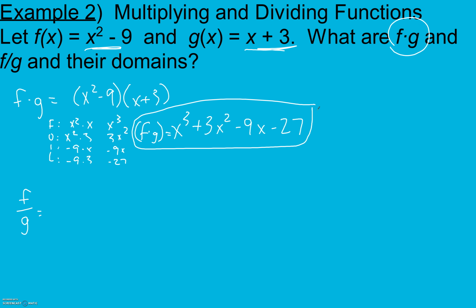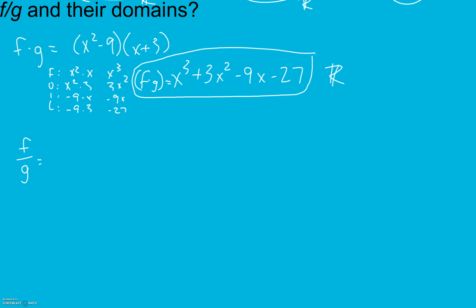My domain, here there's nothing I can't plug in, and there's nothing I can't plug in. Again, there's no square roots, there's no division by 0, no absolute values to worry about, so all real numbers. Here for f divided by g, I'm going to take f of x divided by g of x. And I know I scooted the page up so we couldn't see those, but they are there. We always want to simplify if we can.